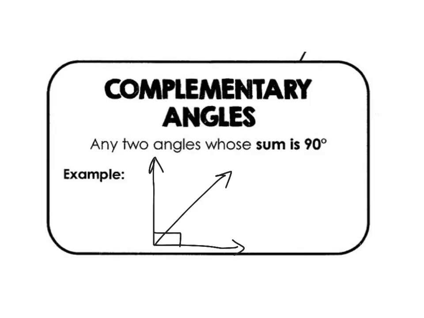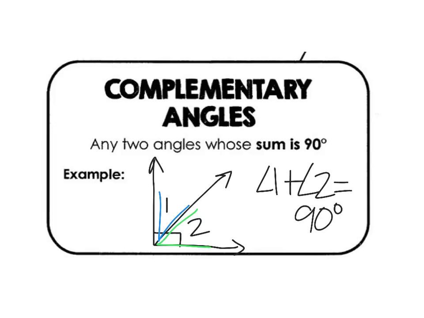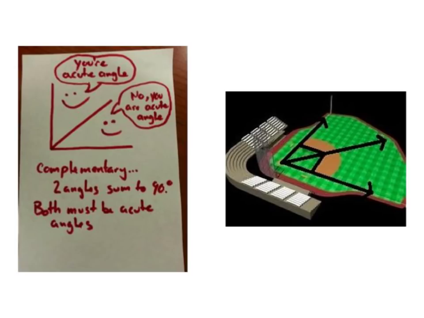If it looks something like this, we have angle 1 and angle 2. This would be angle 1, and this would be angle 2. If we add them together, we know it equals 90 degrees because of this little square right here. Angle 1 and angle 2 are complementary angles. Using symbols and notation, we would say that angle 1 plus angle 2 equals 90 degrees, and therefore they are complementary angles.